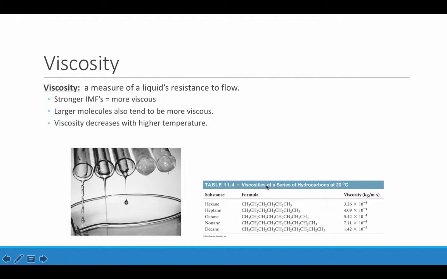Here we see a number of hydrocarbons, each time we increase the number of carbons in our hydrocarbon chain. All of these molecules are nonpolar. However, they display dispersion forces. Notice that as the molecule gets larger and the electron cloud increases, the strength of those dispersion forces increases, causing the viscosity to increase.